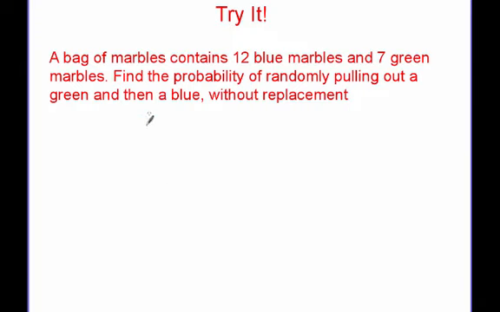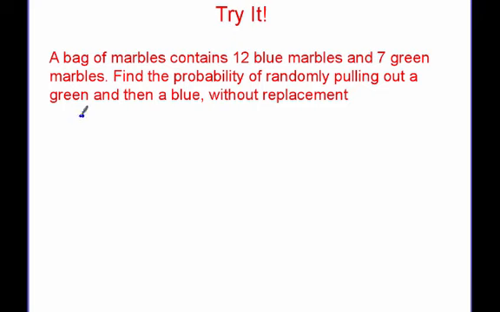Find the probability of one, find the probability of the other, and multiply them together. So your try-it problem is that you're given a bag of marbles that contains 12 blue marbles and 7 green marbles. And your job is to find the probability of randomly pulling out a green and then a blue without replacement. So let me kind of help you out.